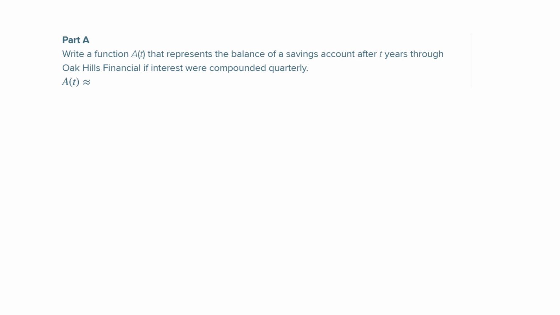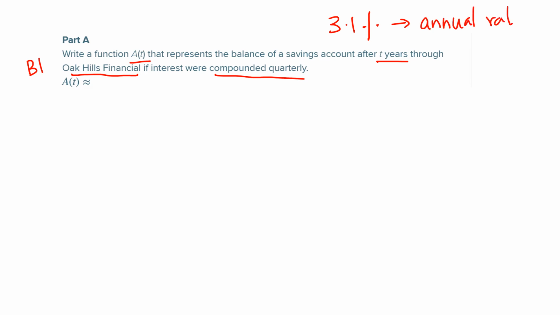Okay, so now that we understand the problem well, let's try and solve it. We are going to now write the function A(t) that will represent the balance of the savings account after t years through the Oaks Hills Financial. That means we are looking at the first bank, and the interest here needs to be compounded quarterly. So let's go back to the problem. In the problem, it was mentioned that Oak Hills, the first bank, is giving a 3.1% annual rate of interest. So this is annual, once a year. We have to convert it into a quarter.